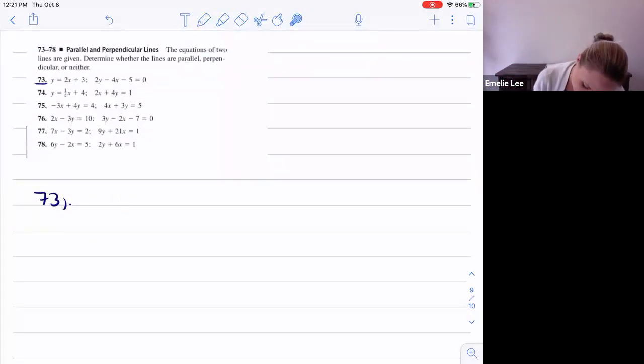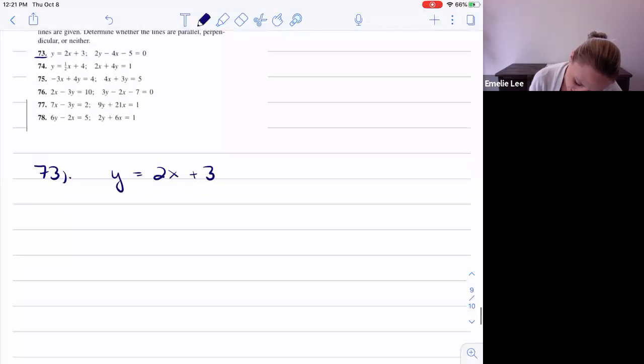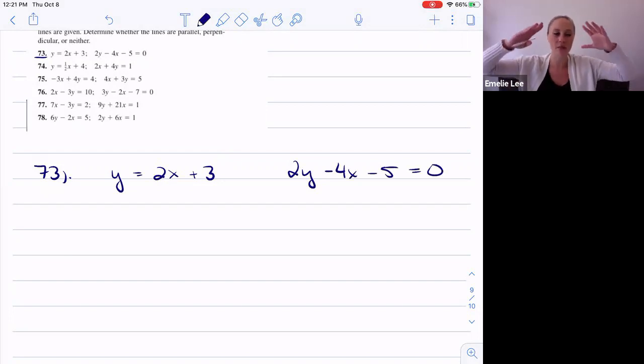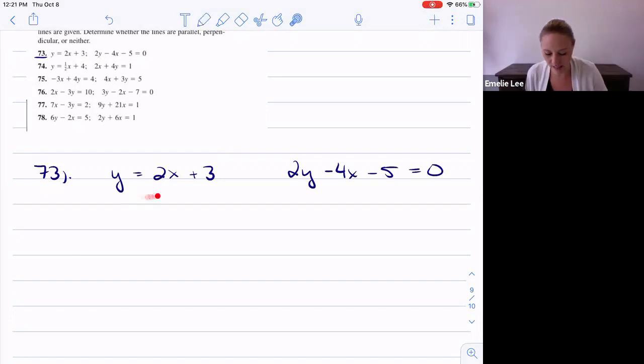But if you have y equals 2x plus 3 and 2y minus 4x minus 5 equals 0, right? To save some room and some scrolling, I'm going to write them side by side because what I need to know is the slope of this one. That's easy enough. It's 2, right? But here I'm going to need to solve this for y to figure out what my slope is easily.